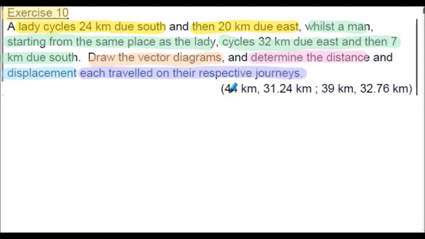So here's the lady's distance and displacement. Here's the man's distance and displacement. I encourage you to stop the presentation and attempt exercise 10, but a full solution is shown on the following slides.